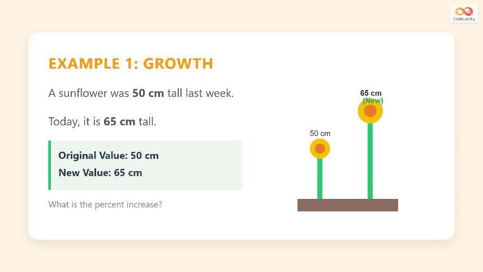Let's apply this to a real example. Imagine a sunflower that was 50 centimeters tall last week, but has grown to 65 centimeters today. Our original value is 50, and our new value is 65.